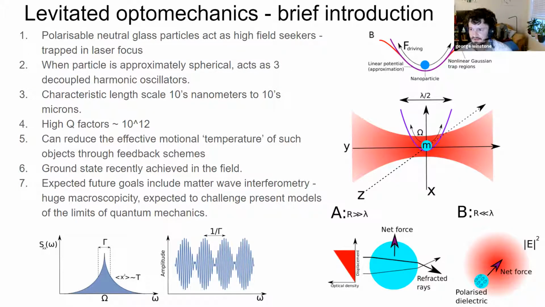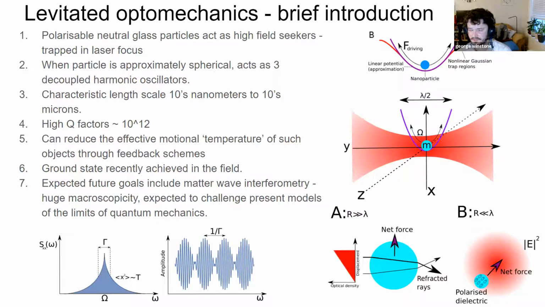To give you an idea about the characteristic size scale here, these spheres or other shaped objects that we're trapping tend to be tens of nanometers to a small number of tens of microns. And at the lower end of that scale, when you have something 60 nanometers or so in radius, that's about 1 billion atoms that you're trapping.